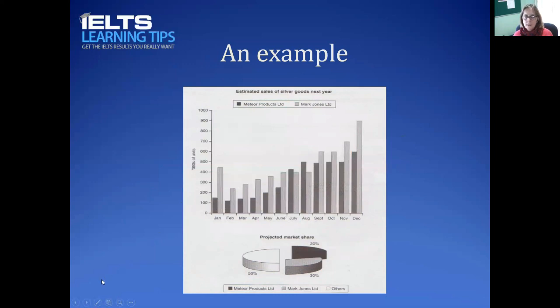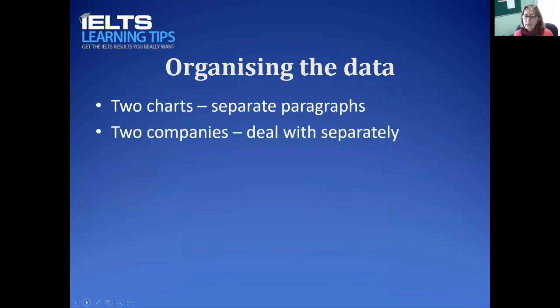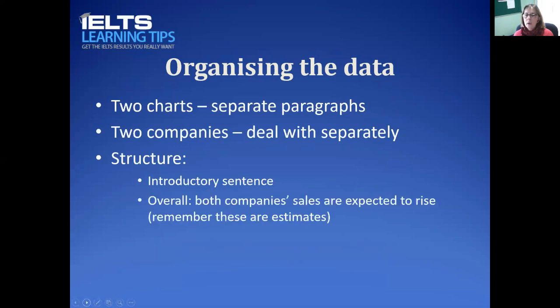So if we look at it this way, then the structure of our task is going to be, okay, deal with the two charts separately, and deal with the two companies separately. So the structure is going to look something like this. An introductory sentence saying what you can see, an overall, and here we can see that both companies' sales are going to rise over the period, or are expected to rise. So that could be our overall, that they both will experience rises in their sales.